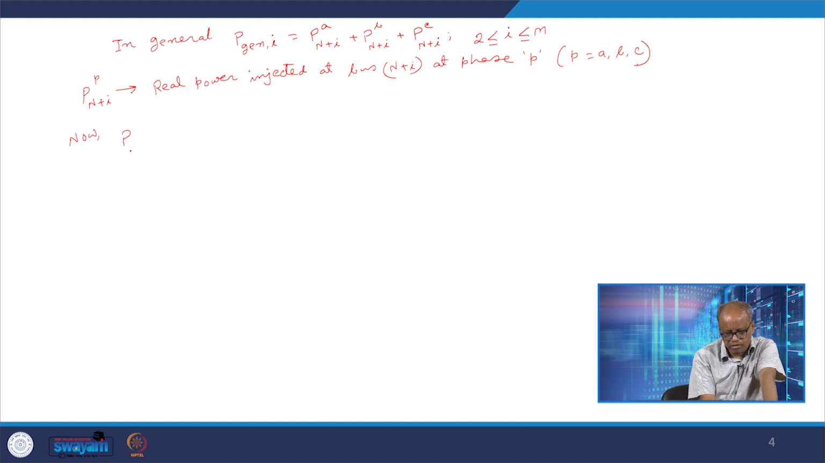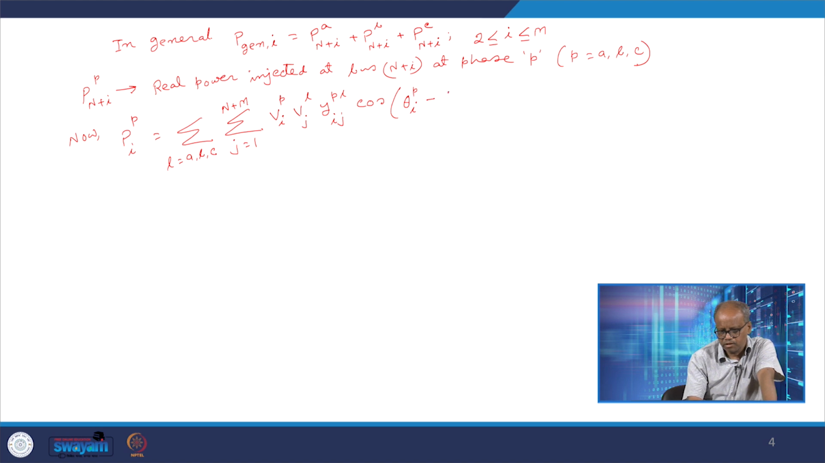Now I know that P i p we have already said that, where l is equal to A, B, C, and j is equal to 1 to N plus M. Then we have V i p, V j l, then Y i j p l, then cosine of theta i p minus theta j l minus alpha i j p l, right. So this is the general expression.